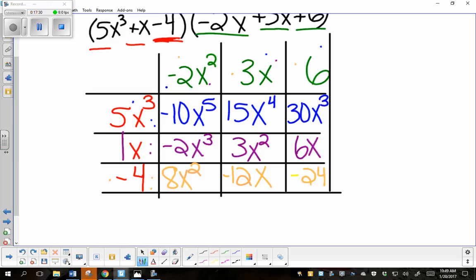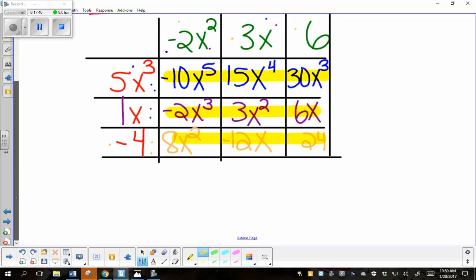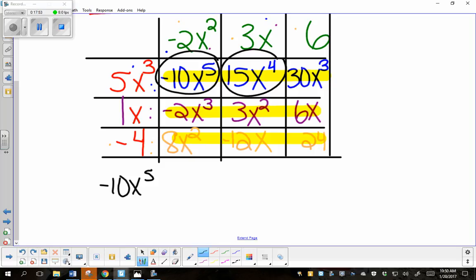Remember when we write our answer out, we're only going to include the numbers that were inside the grid. We're not including the numbers that we put on the outside to multiply. So let's start writing these out and then see if we have any like terms that we can combine. So I've got -10x to the 5 plus 15x to the 4 minus 2x to the 3.